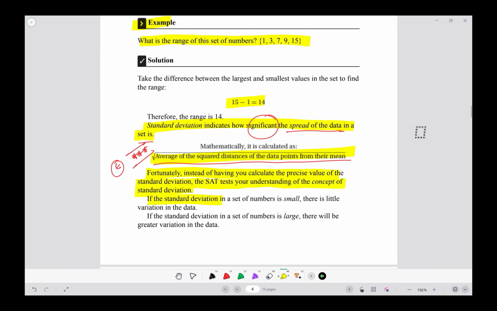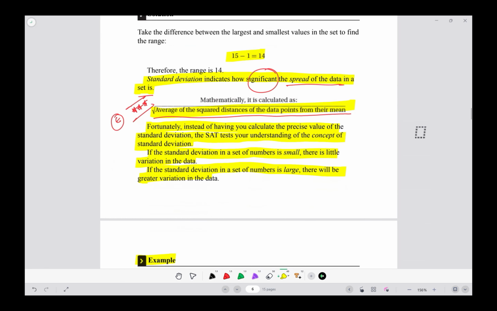If the standard deviation in a set of numbers is small, there is little variation in the data. If the standard deviation in a set of numbers is large, there will be a greater variation in the data. So standard deviation is a quantity calculated by taking the square root of the average of the squared distances of the data points from their mean.